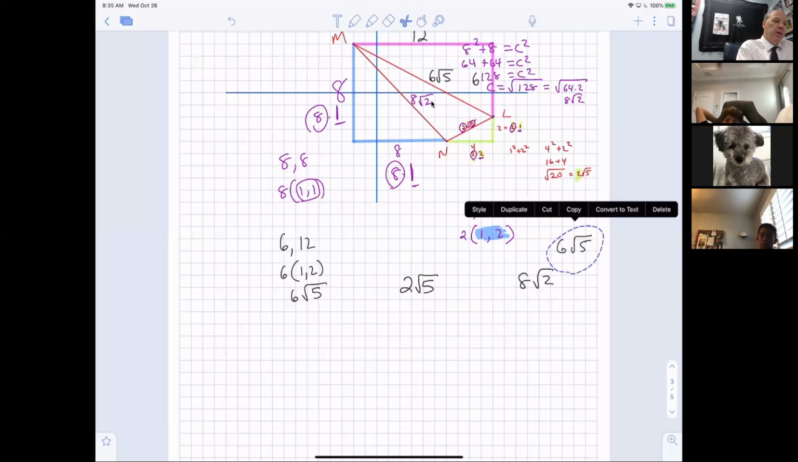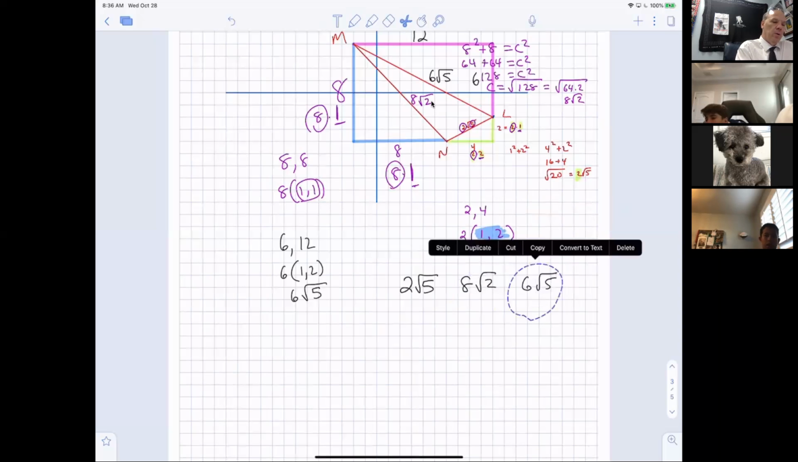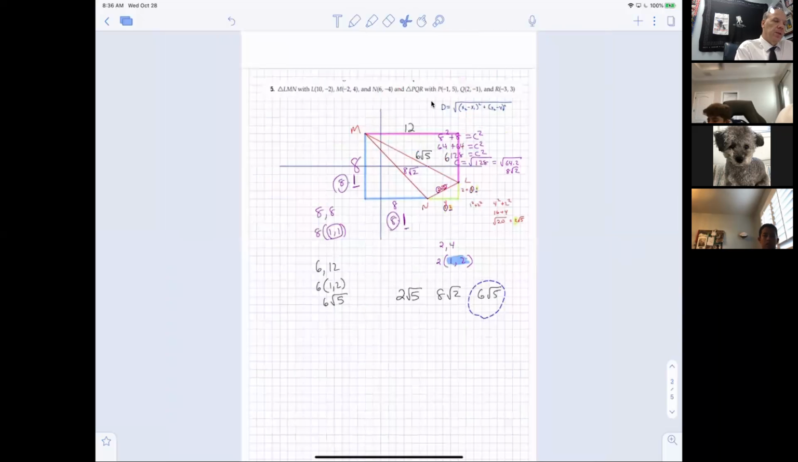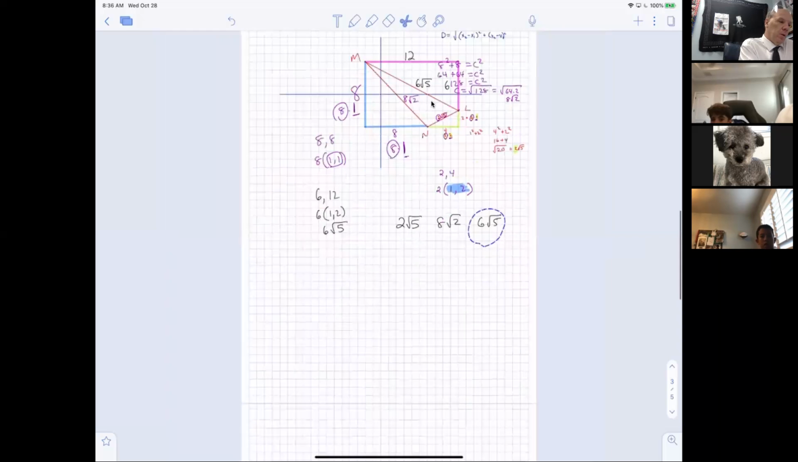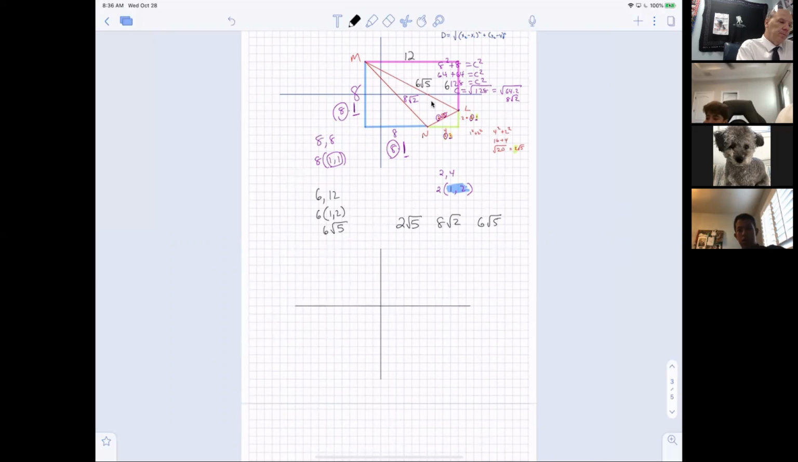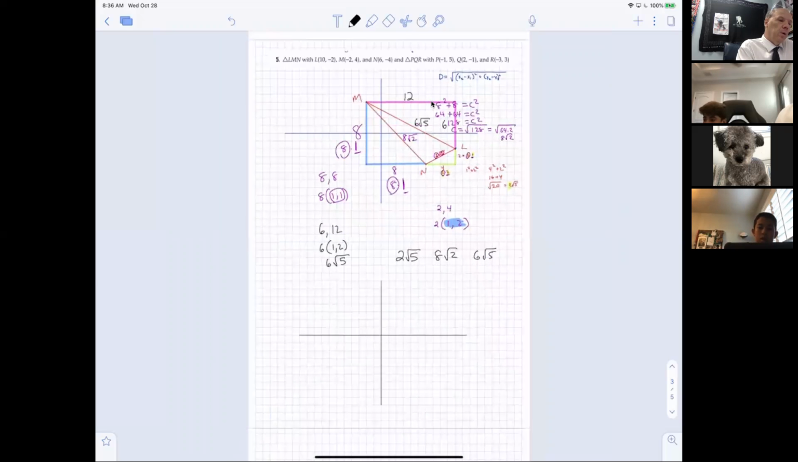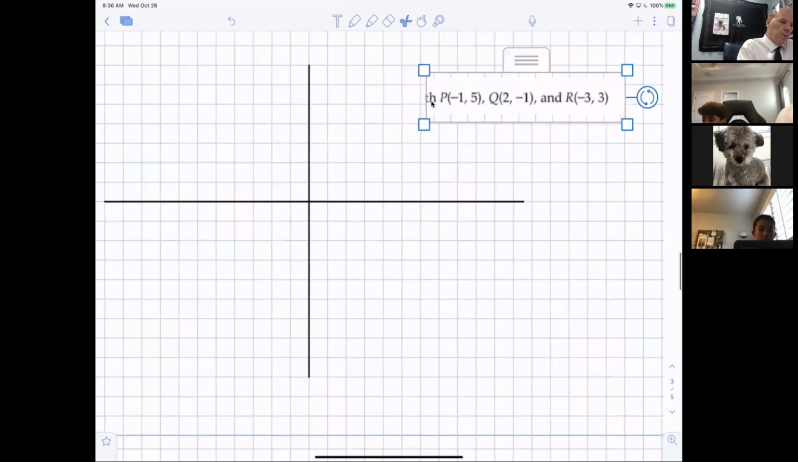So I'm going to rewrite this. I like to put them in the right order. All right. Now I'm going to do PQR. These better be proportional. That's all I have to say. All right, so here we go. We're going to do the one on the bottom here.